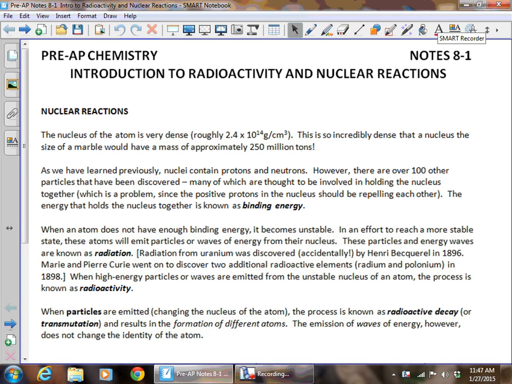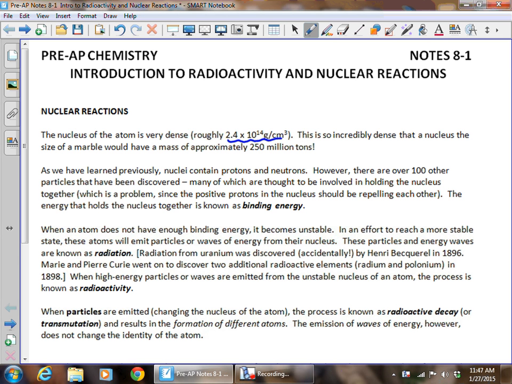Today we're going to discuss radioactivity and how we represent radioactive processes in nuclear equations. So when we have a nucleus, keep in mind that the nucleus of the atom is very dense. Roughly, it is about 2.4 times 10 to the 14th grams per cubic centimeter.